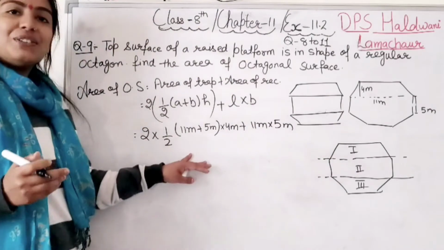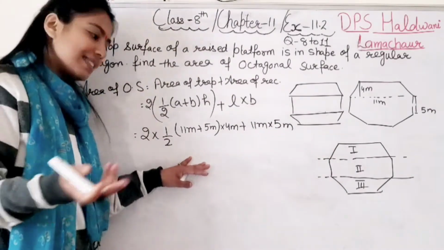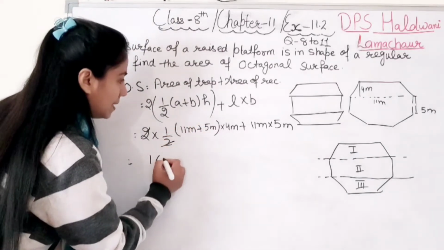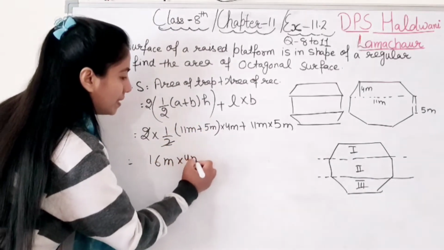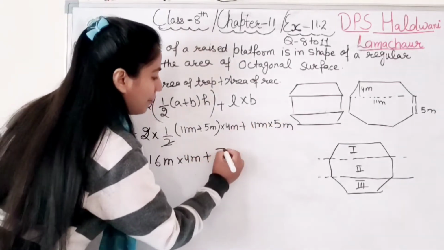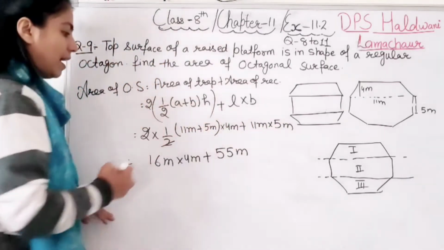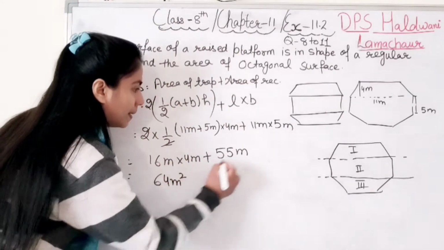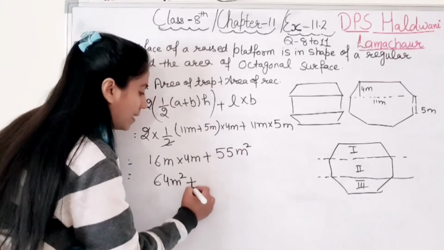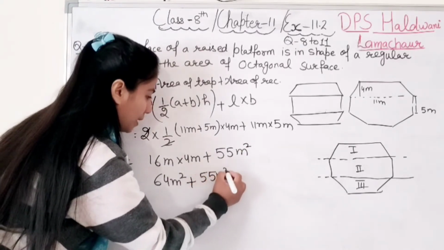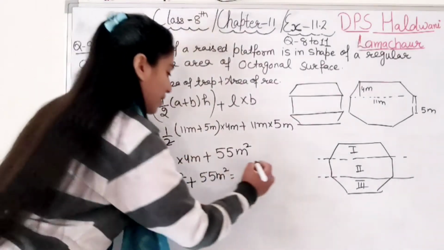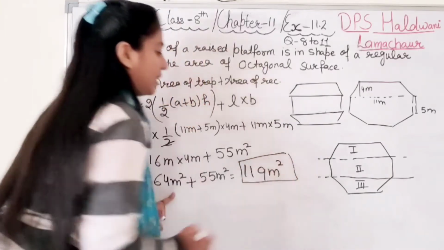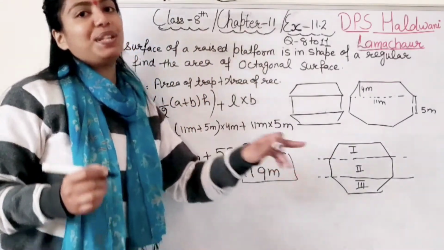Every value is mentioned to you. You just put the values and get the answer. See, 2 will cancel out with this 2. 11 plus 5, 16 meter into 4 meter, plus 11 5s are 55 meter. Now 16 4s are 64 meter square plus 55 meter square. So 64 plus 55 is 119 meter square. It means the area of the octagonal surface is 119 meter square.